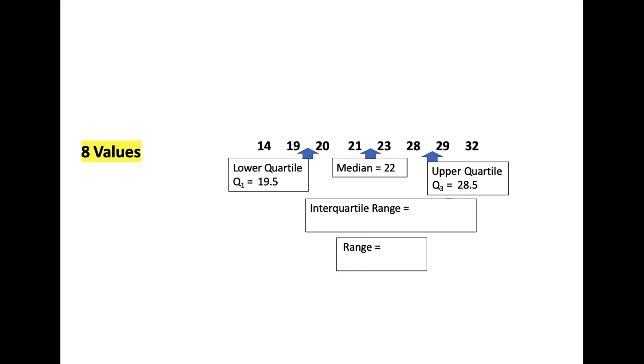28.5. The interquartile range is just how far from the upper quartile to the lower quartile. 28.5 minus 19.5 is 9. And the range is the highest minus the lowest. 32 minus 14 is 18.